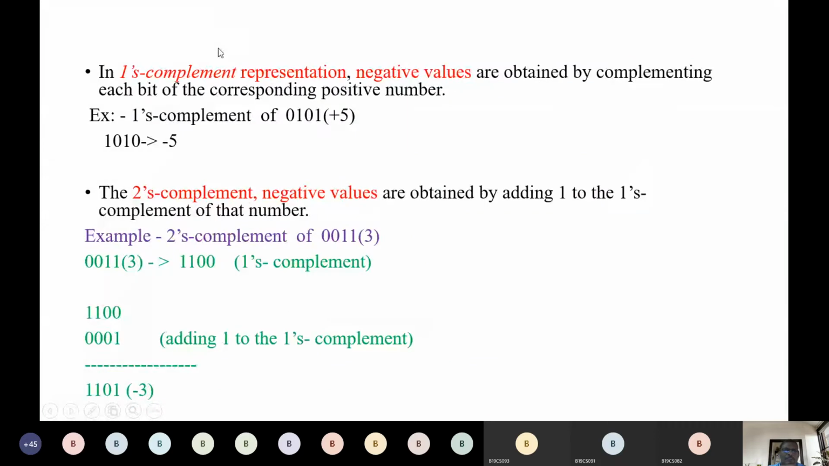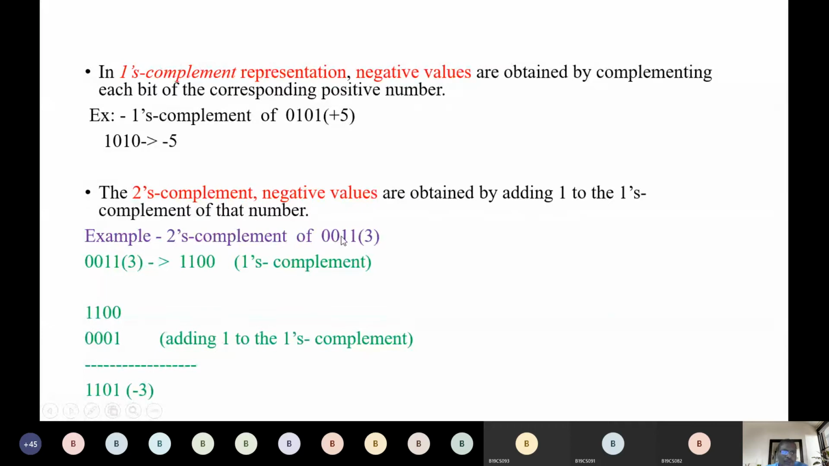So whenever we want to make a 1's complement, we take the actual binary format and make the complement of it. So we get the 1's complement. Similarly, you can see that 2's complement values are obtained by adding 1 to the 1's complement.